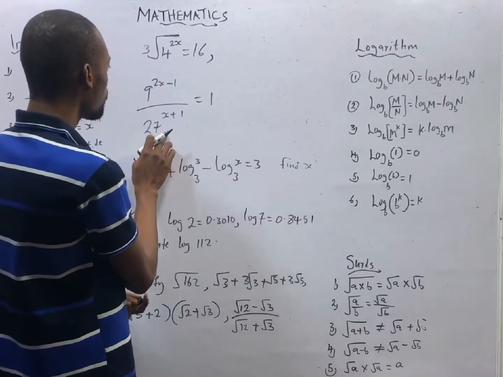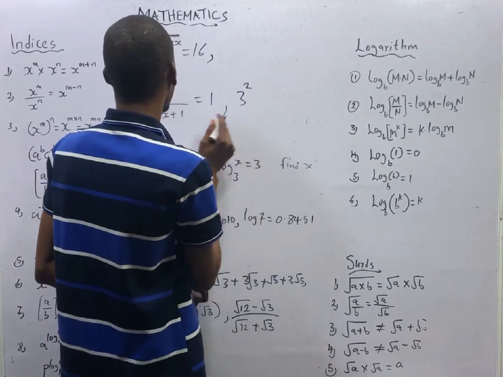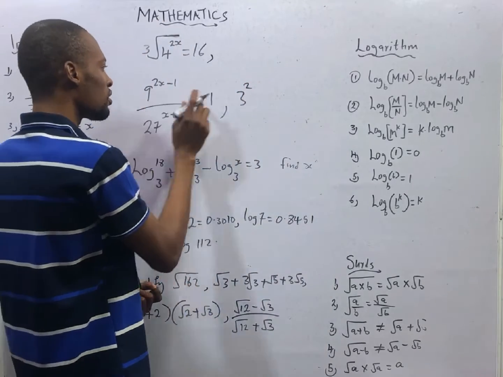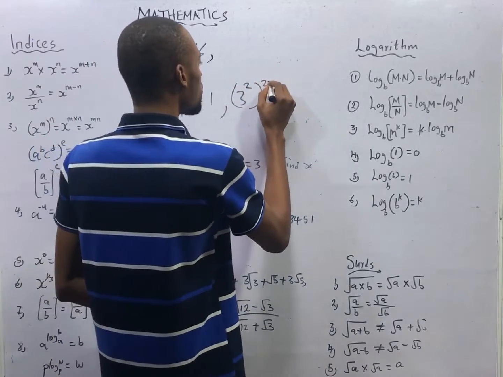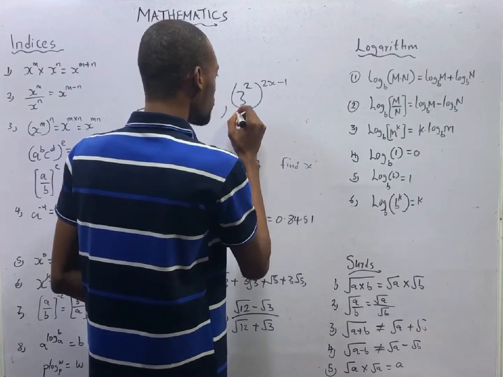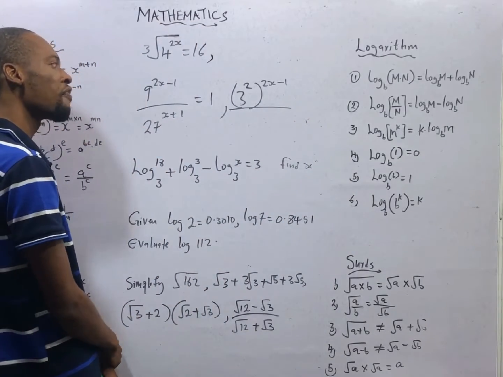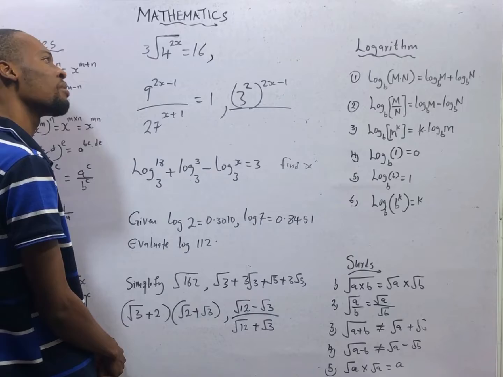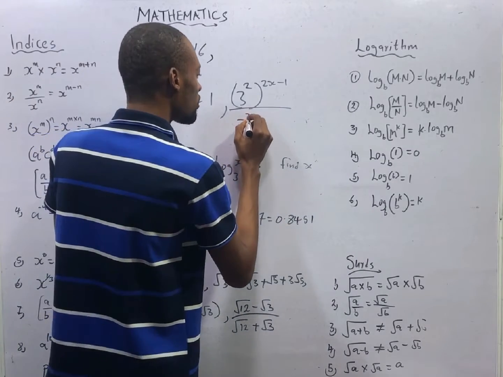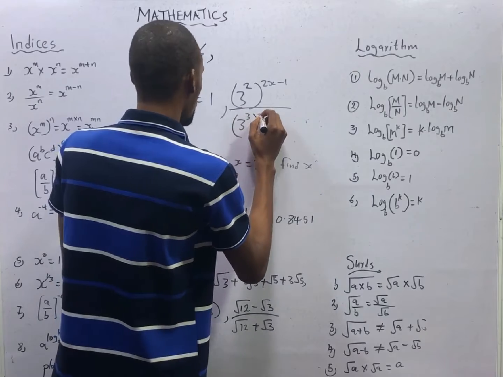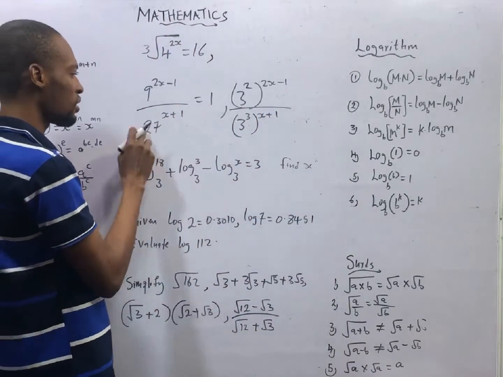So from here, we know that 9 is 3 raised to the power of 2. So if 9 is 3 raised to the power of 2, here is 9, then we have 2s minus 1. Then over 27, which is 3 raised to the power of 3, because 3 times 3 is 9, times 3 is 27. So this is 3 raised to the power of 3 here. Then we have s plus 1. 3 raised to the power of 3, 27.